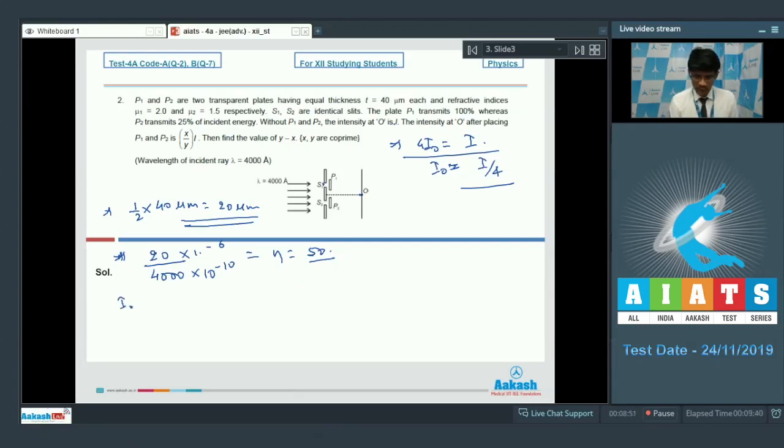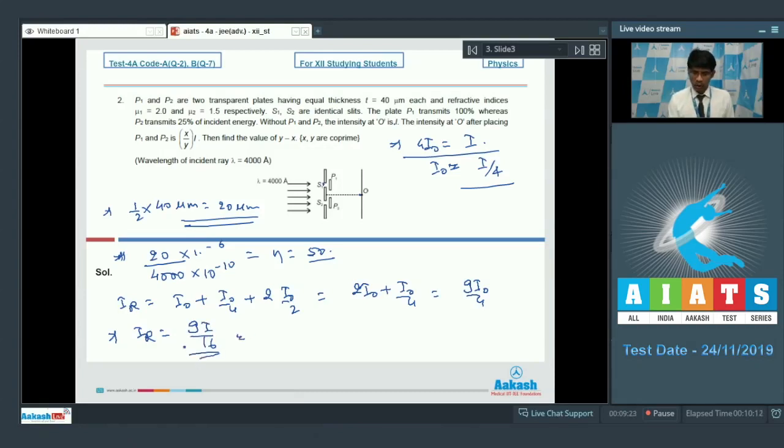So the resulting intensity will be I resulting equals I naught plus I naught by 4 plus 2 into root I naught into root I naught by 2. That will be I naught by 2, or effectively it is 2 I naught plus I naught by 4, and it is 9 I naught by 4. We have just said that once I naught is taken as I by 4, I will have the resulting intensity to be 9I divided by 16.